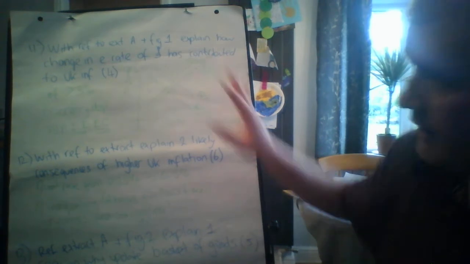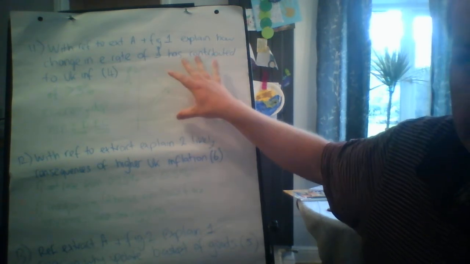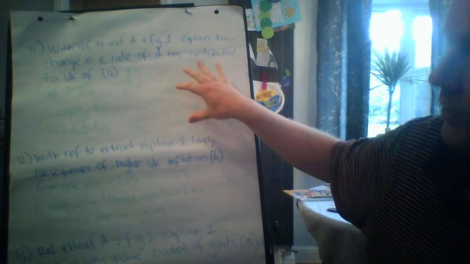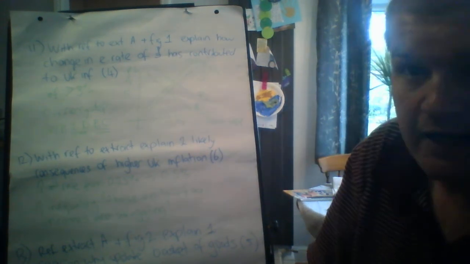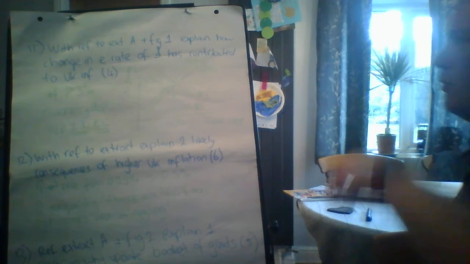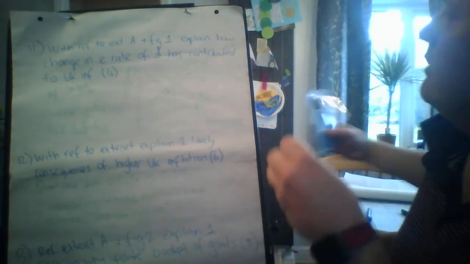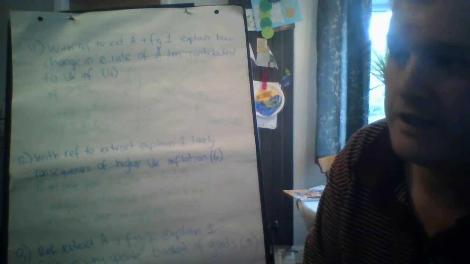So what we've got up on the flip chart here, first of all, is a 4-mark question. This was number 11 that you were set as part of your independent work last week. So we've got the question: with reference to extract A and figure 1, explain how changes in the exchange rate of the pound has contributed towards UK inflation.